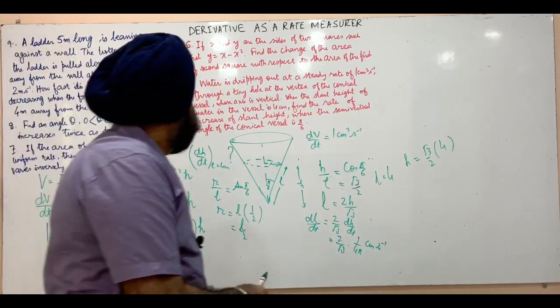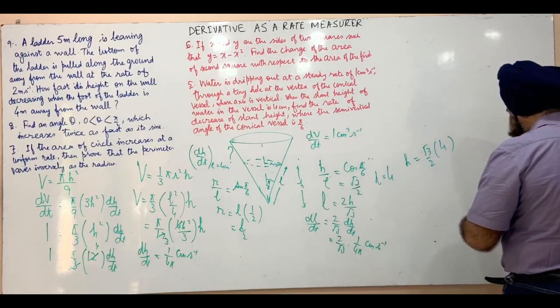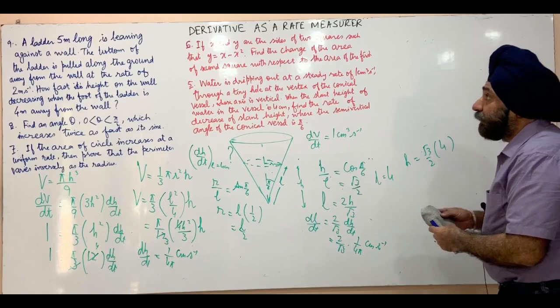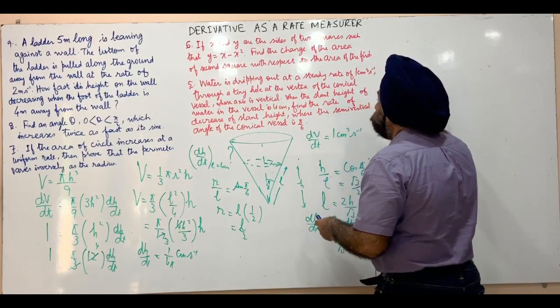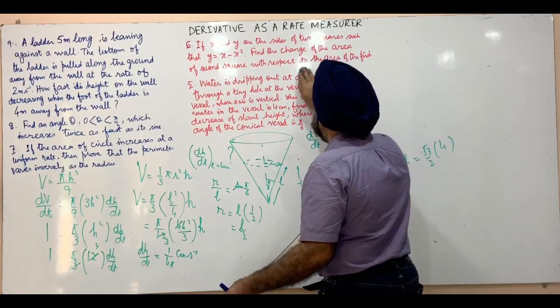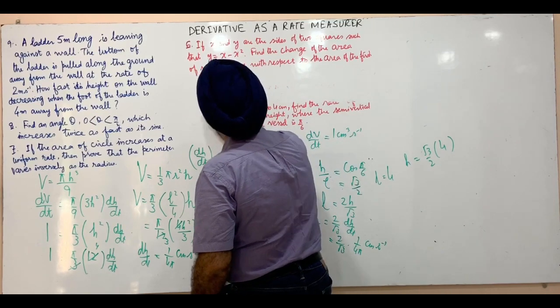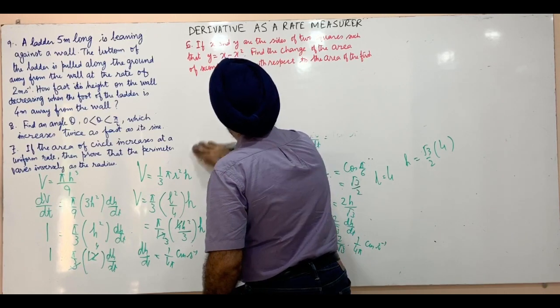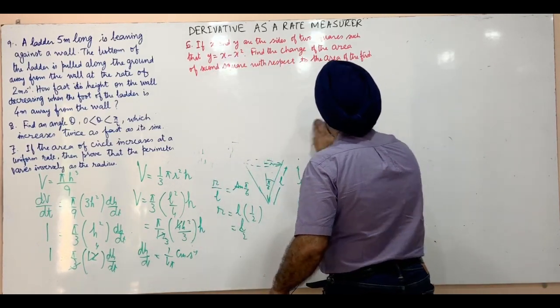Next one, we are given two squares, sides of squares are x and y, and there is a relation given between y and x. y is x minus x square. We have to find the rate of change of area of the second square with respect to area of the first.